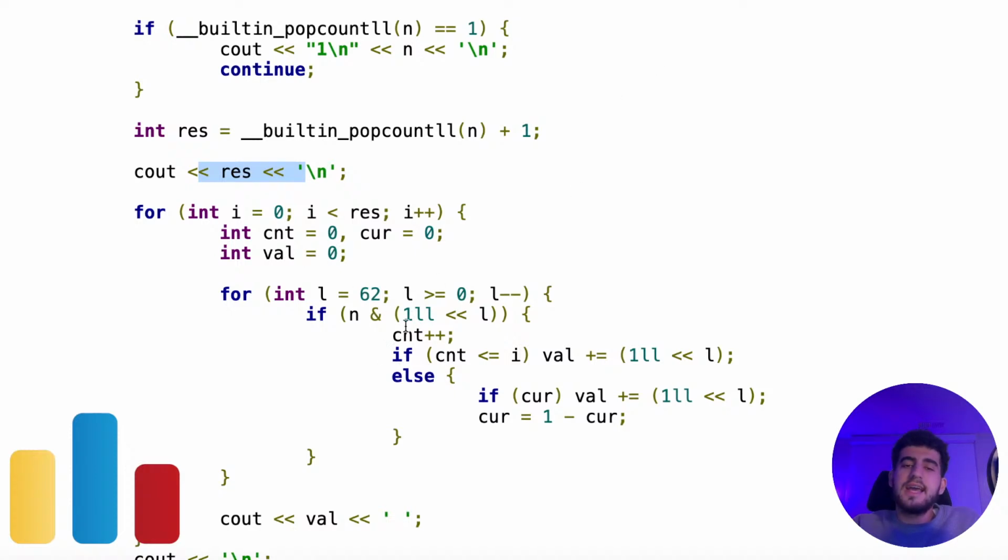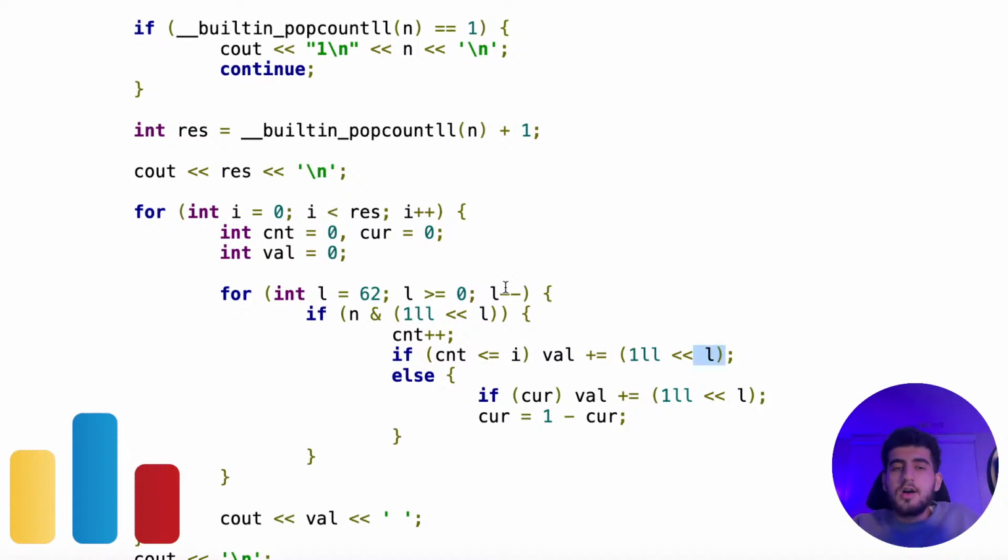For each one of them, if n had that digit, we have a cnt that says what is the index of this significant bit, which significant bit it is. So we can see how many bits we have seen already. If cnt was less than or equal to i, in here in code we have 0-based indexing, so a sub i has the first i significant bits going to be on. So if cnt was less than or equal to i, val plus equal to 2 to the power of l.